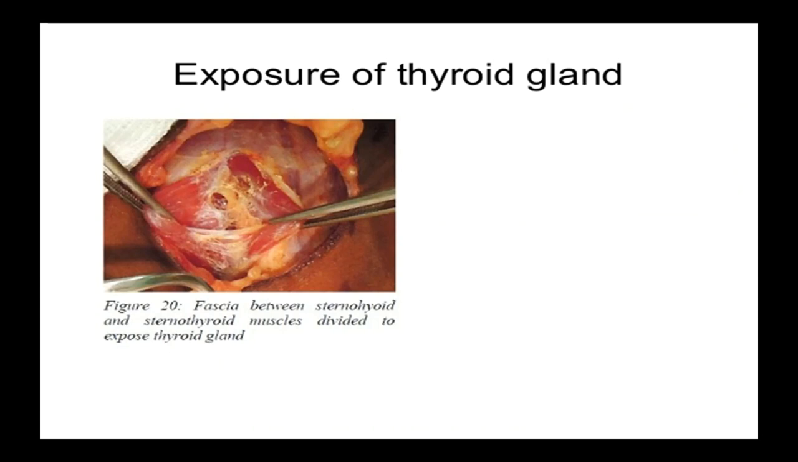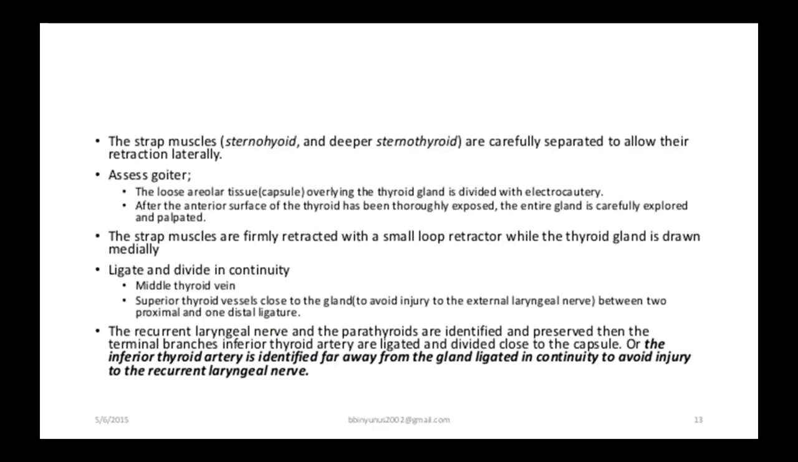After that, the fascia between the strap muscles is divided. The fascia is divided vertically to expose the thyroid gland. Now, initially the middle thyroid vein is ligated and divided. Then the superior thyroid vessels, close to the gland, are ligated and divided so as to avoid injury to the external laryngeal nerve.